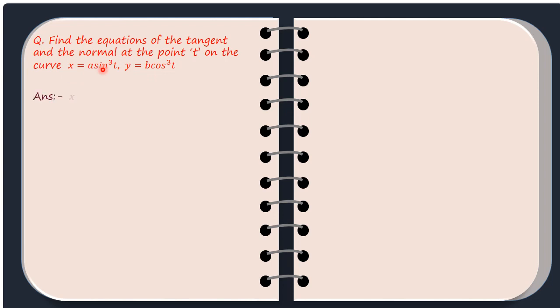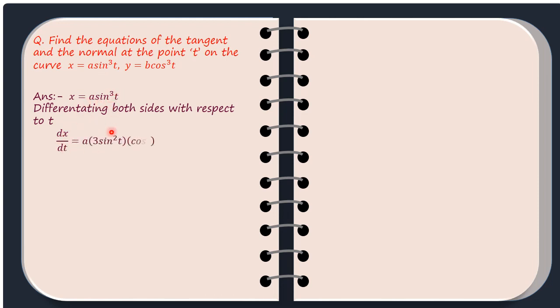So what do you have? x is equal to a sine cube t. Differentiating this equation with respect to t on both sides, what will we find? We will find dx/dt. So what is dx/dt? dx/dt is, first a is a constant, then the derivative of sine cube t is 3 sine square t, and the differentiation of sine t is cos t. So here is dx/dt.